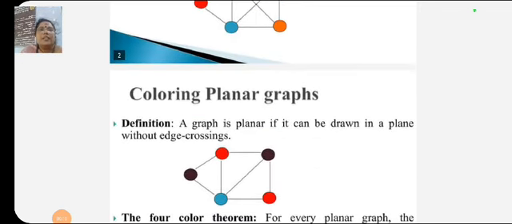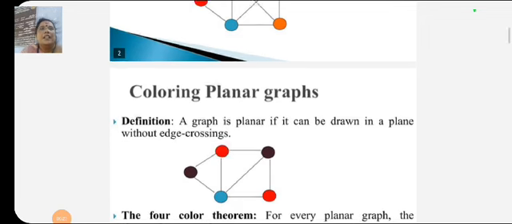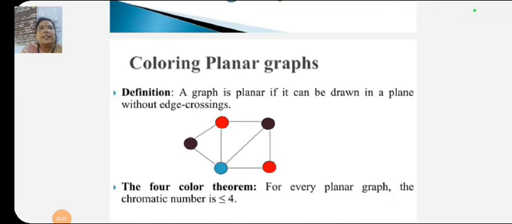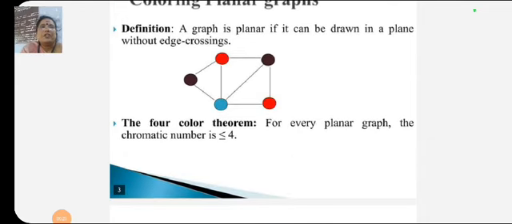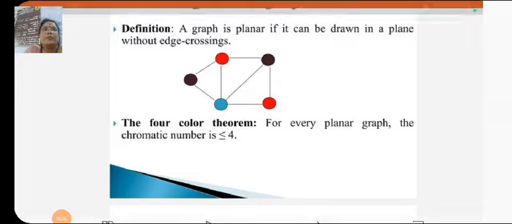Next, we are going to study the coloring of planar graphs. Definition: a graph is planar if it can be drawn in a plane without edge crossing. And then we are going to study the four color theorem. We have already studied it in lower classes. For every planar graph, the chromatic number is less than or equal to 4.